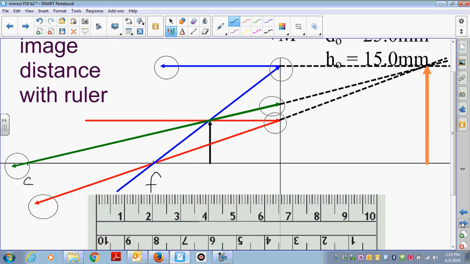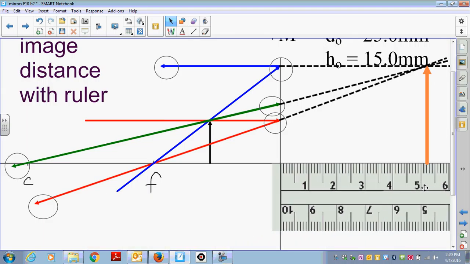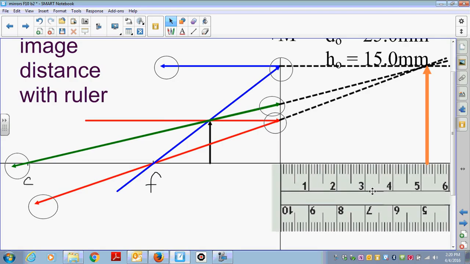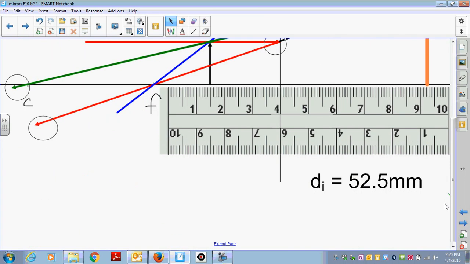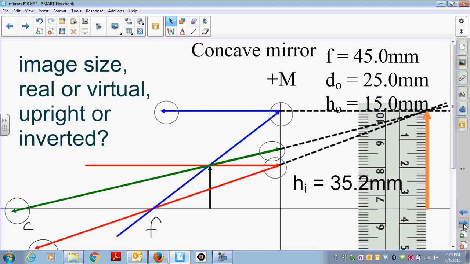Next, what we need to do is take our ruler and physically measure the image distance. In this case, it looks like it's going to be approximately, let's see, 52 millimeters. Okay, so I get 52.5 millimeters from doing this before. Next, we're going to measure the height with our ruler. It ends up being 35.2 millimeters.